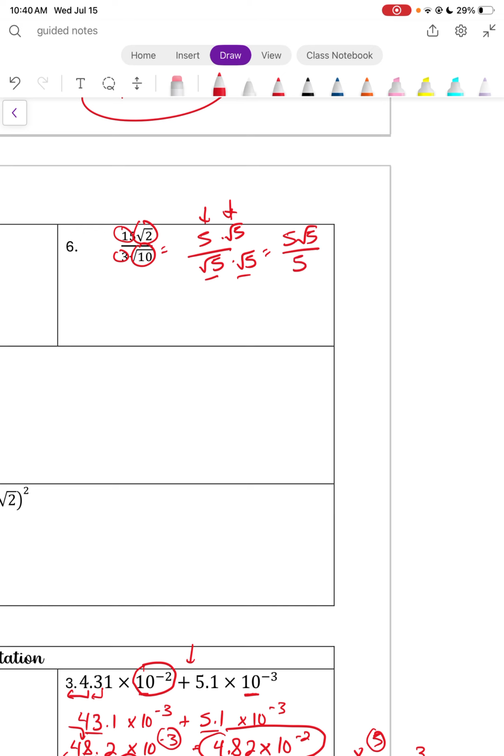Now we've got another step. Again, the things that are alike can be combined. The 5 and 5 actually cancel each other out and leave me a final answer of just root 5.